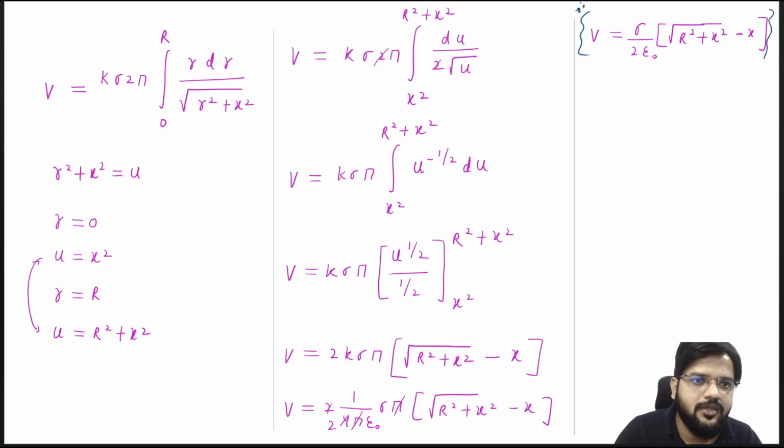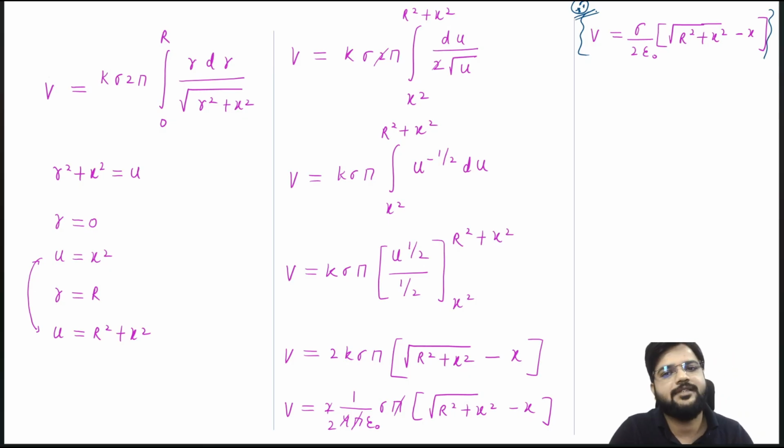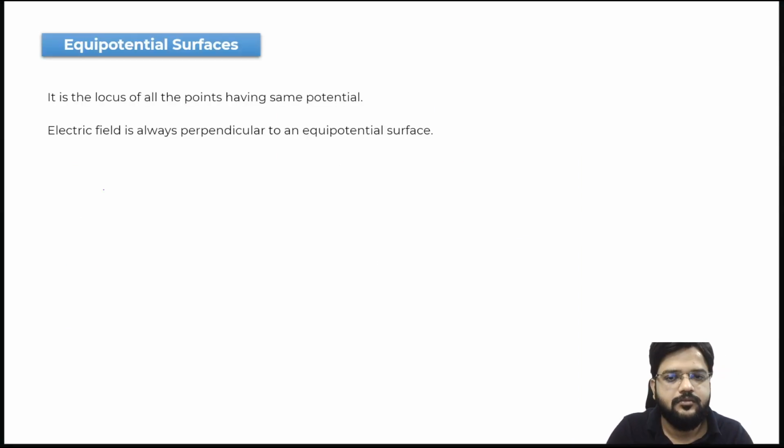So note down this result and keep this result in your mind, everyone. This is important. So electric potential due to the disk is what? It is v equal to sigma by 2 epsilon naught times root r square plus x square minus x, everyone. So this is the final answer. Note down. Let's see the next topic, everyone.